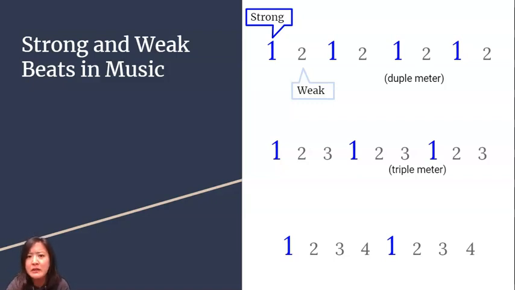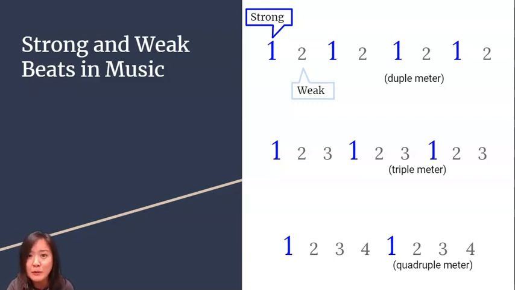And then finally, we have quadruple meter, which will be counted 1, 2, 3, 4, 1, 2, 3, 4. Now the distinction between the very top meter, the duple meter, and the very bottom meter, the quadruple meter, is sometimes blurry. Sometimes people can't really tell if a song is in duple or quadruple meter unless they're reading the music or the performer is really bringing out the 1 beat and making it very obvious that it's in duple meter or quadruple meter.